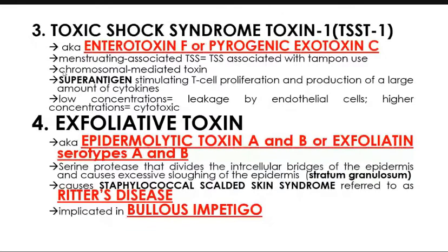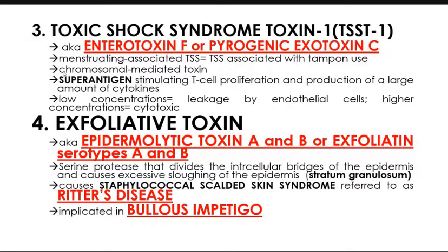So that it is also considered as superantigen because, as we know about our superantigen, di ba, ito yung mga nag-stimulate ng ating T-cell proliferation and production of a large amount of cytokines. Kaya may tinatawag sila na cytokine storm. Okay? Now, we also have our exfoliative toxin. Ano naman yung exfoliative toxin natin? Tinatawag din yan na epidermolytic toxin A and B or exfoliating serotypes A and B.